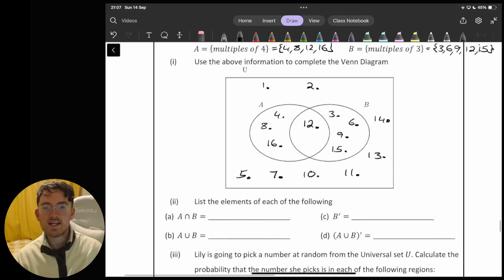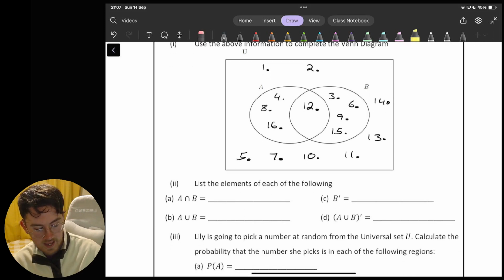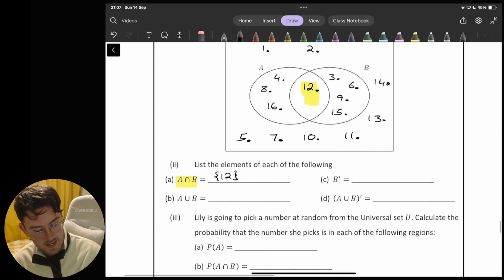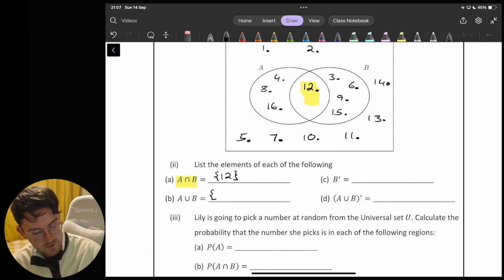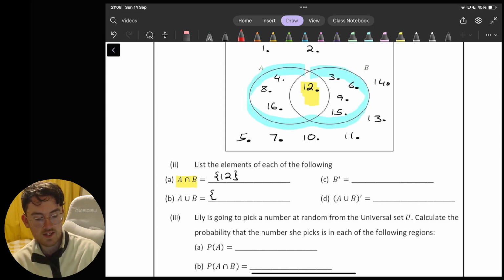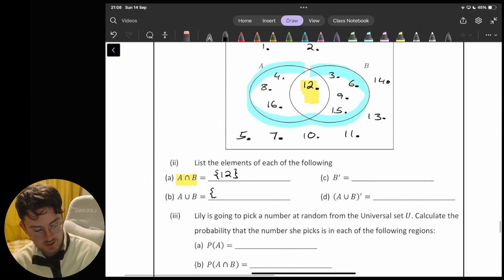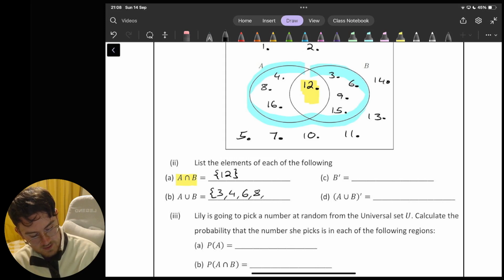Okay, we're then asked to list the elements of each of the following. A intersection B, that's this section in here, so that is just 12. I'm listing elements, so I still make sure I use my brackets. A union B, that is everything across the circles here. So anything inside this kind of blue line that I've drawn is in A union B. It's the two sets put together. So 3, 4, 6, 8, 9, 12, 15, 16.